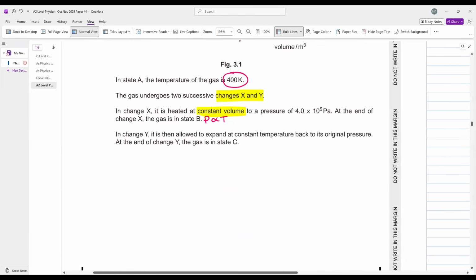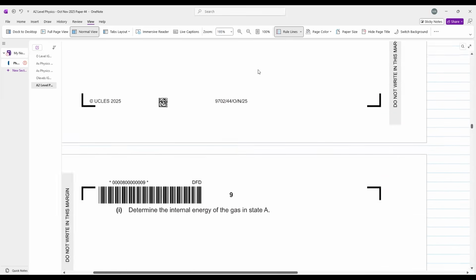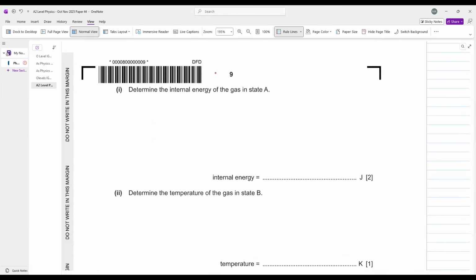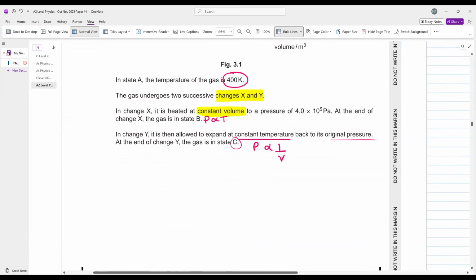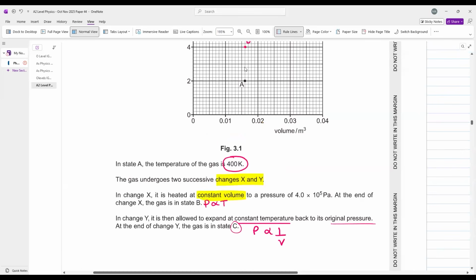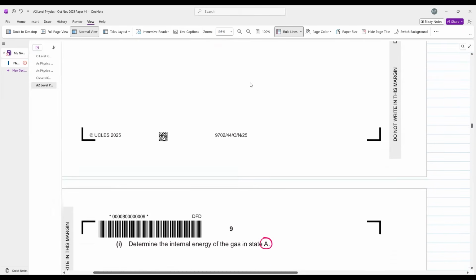In change y, it is then allowed to expand at constant temperature. Always remember, if your temperature is constant, what does this mean? बेटा जब भी temperature constant होगा तो what will this mean? Pressure will become inversely proportional to volume. To its original pressure at the end of change y, the gas is in state C. ठीक हो गया. Determine the internal energy of the gas in state A. अच्छा. We have to determine the internal energy of the gas in state A.